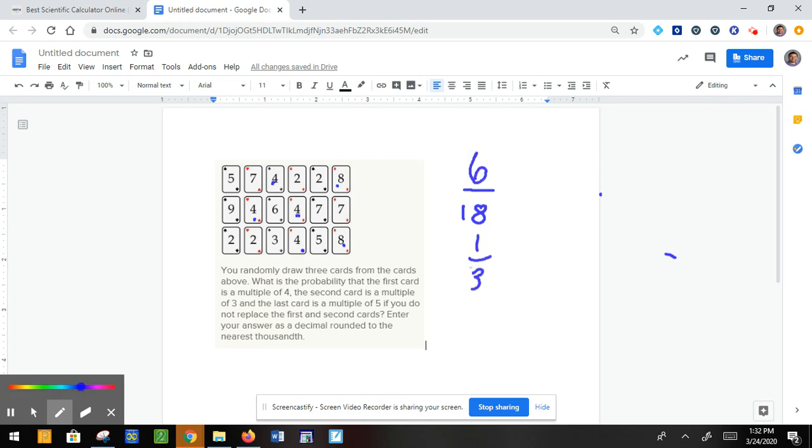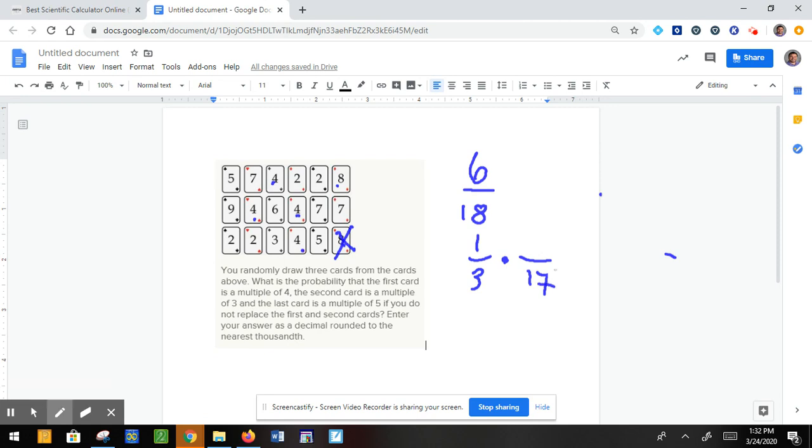All right, so the thing is, it says that you're not replacing the card. So one of those cards is now gone. It doesn't matter which one, because none of those cards would be multiples of 3 or 5 anyway. So let's just say that this one's now gone. All right, so now it's out of 17.